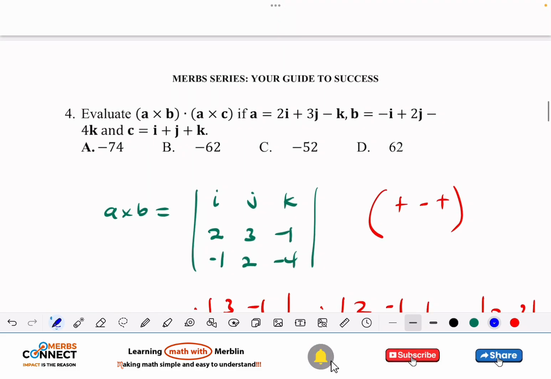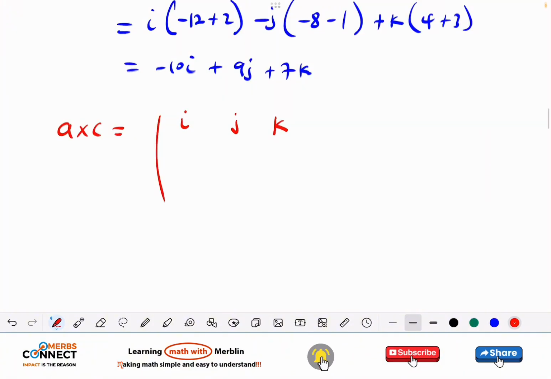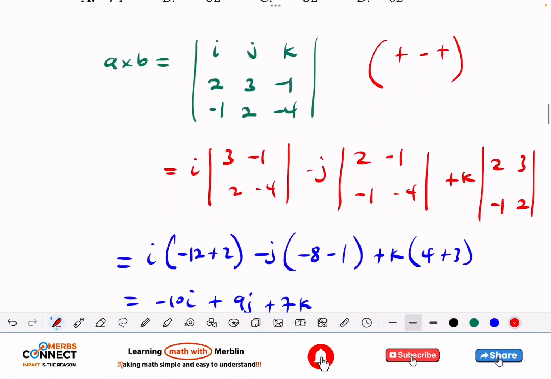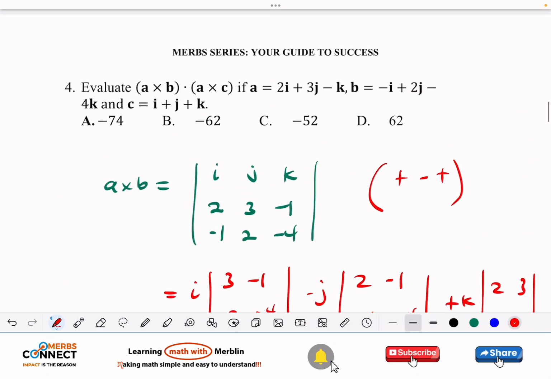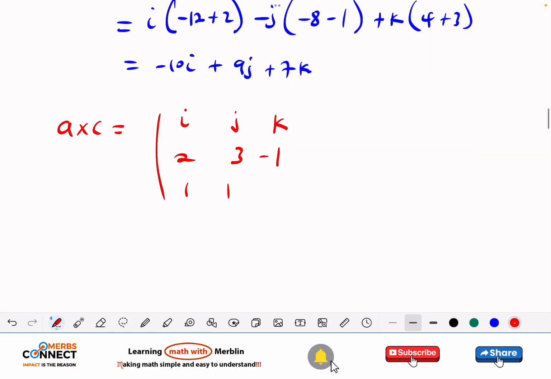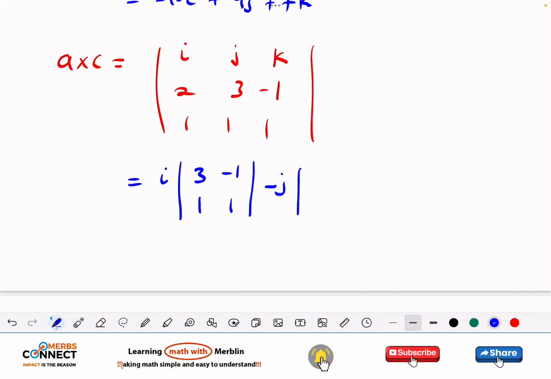The next one is A cross C, before we do the dot product. So we need A cross C. So i, j, k. A component first, 2, 3, -1. So 2, 3, -1. And then the C component is 1, 1, 1. So let's do that. This is going to give us i, 3, -1, 1, 1. Don't forget this one should be minus. Then this is going to be 2, -1, 1, 1. And then plus k, we are going to have 2, 3, 1, 1.